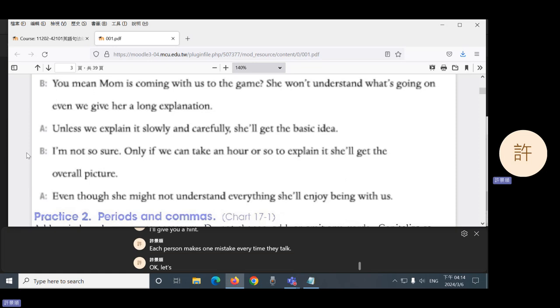Okay, let's call on some volunteers. Are you here? No? Hmm. Hi, so in the first one, can you find a mistake? If. There is no if. The first line said by B. So this one, you mean mom is coming, this one. Can you find the mistake?